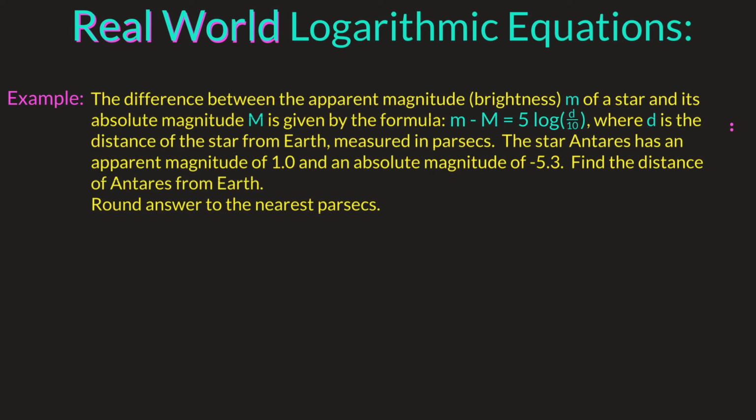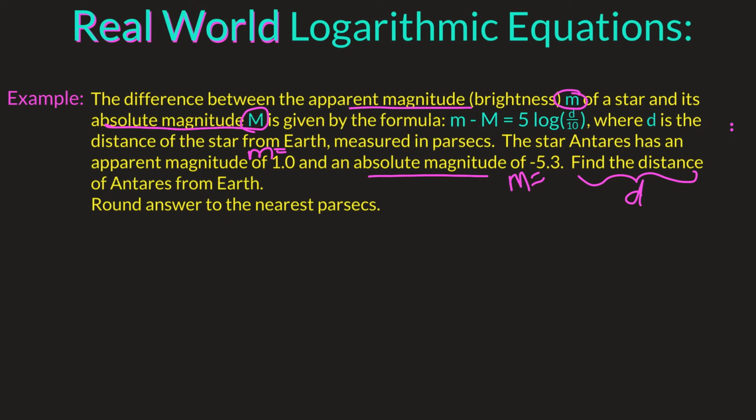The star Antares has an apparent magnitude, which looks like lowercase m. So this 1.0 is going to be lowercase m. And it has an absolute magnitude, which is uppercase M. So this equals uppercase M. Find the distance, so this is what we're trying to find, which is our d. Okay, so let's go ahead and plug everything in. It says round answer to the nearest parsec, which is going to be our nearest whole number.